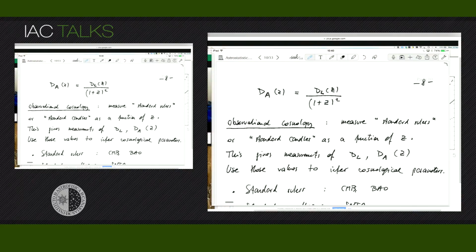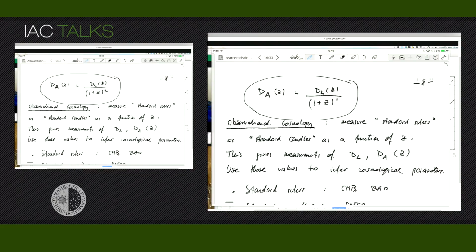There is a relationship between these two distances. As I said, they are not the same, but they are related by these expressions. You can express the angular diameter distance as the luminosity distance over (1 plus the redshift) squared. So the two do not agree numerically. They are not the same in measurement, but they are related to each other.